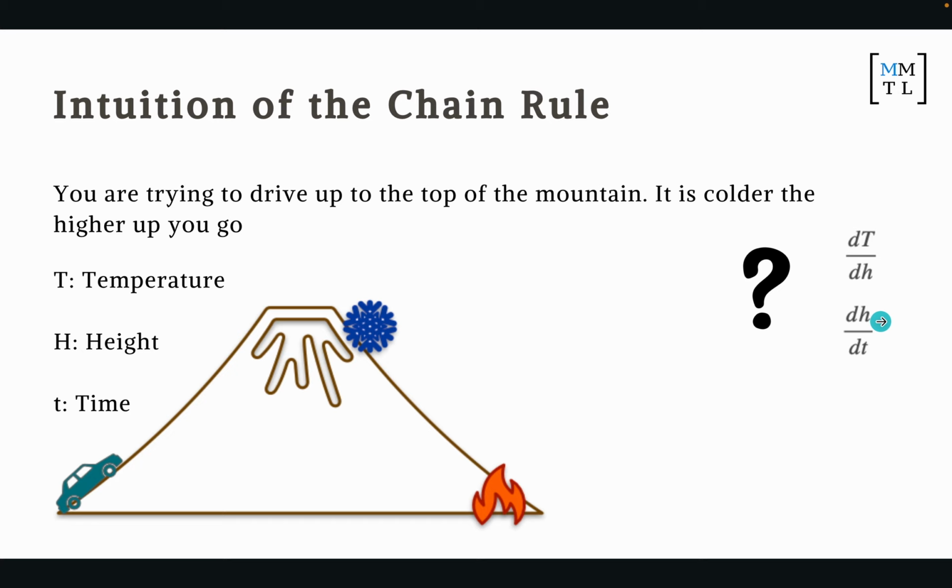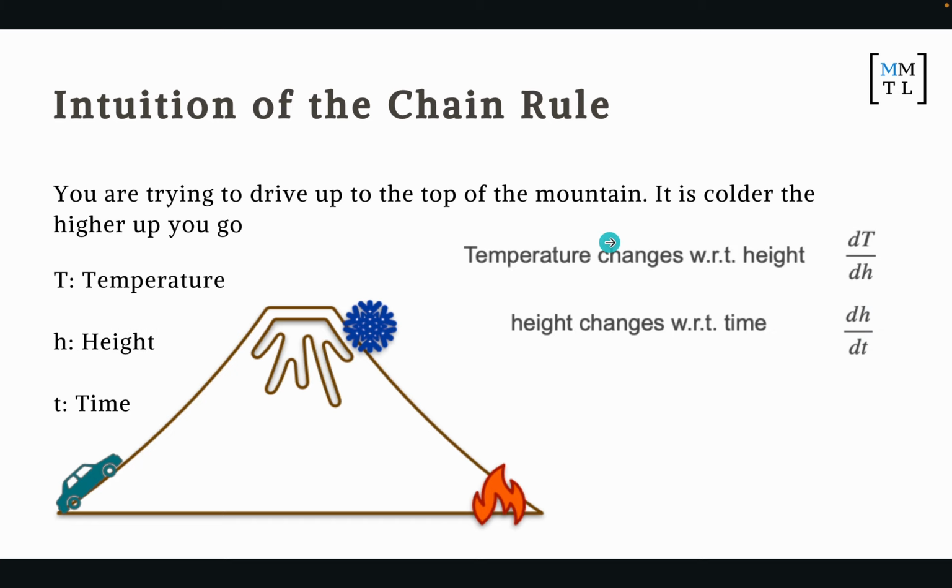So now what we're interested in is what is written out. Temperature changes with respect to height. With respect to just means: when you change the height, how does that change the temperature? And height with respect to time is when you change the time, how is that changing the height? Now dT over dt, capital T over little t: that's how temperature changes with time. Would you expect this to be positive or negative? Negative, right?